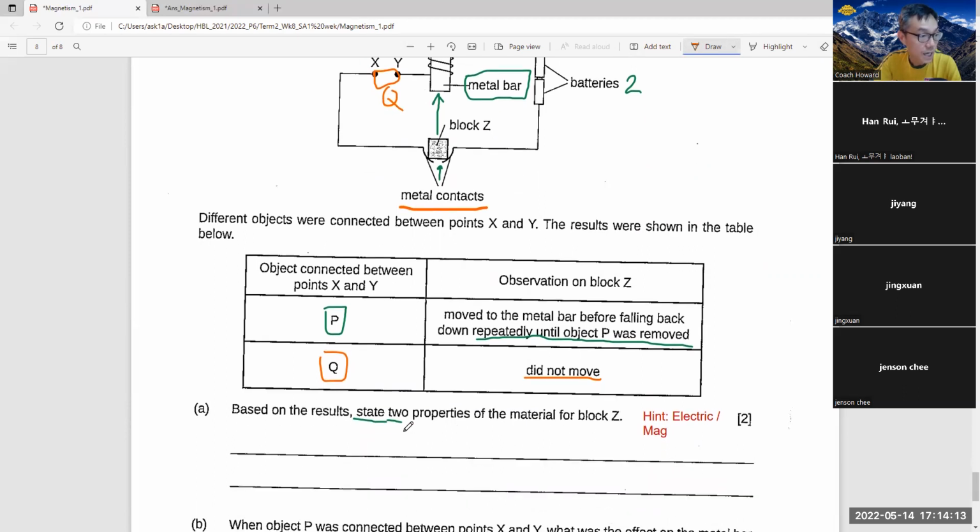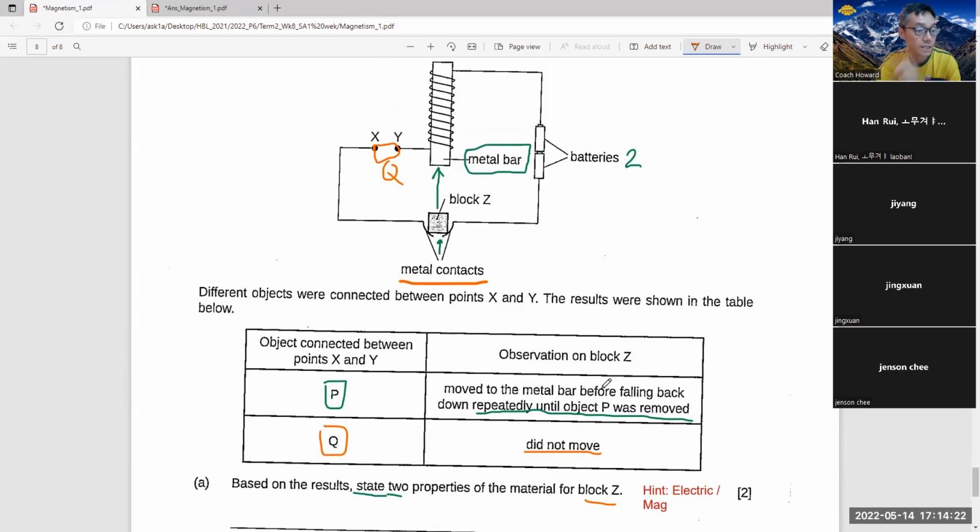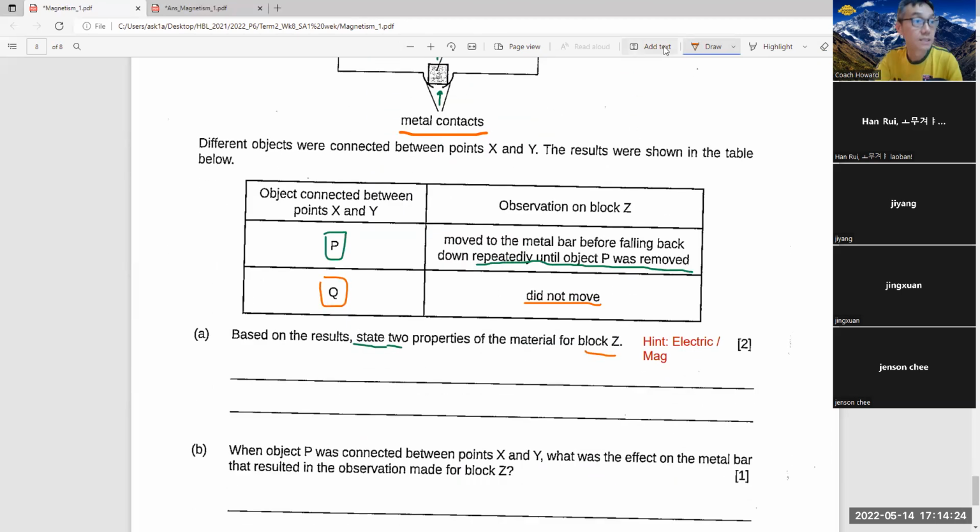Now they ask you to state, which is very easy. Just put in the answer: the property for block Z. Because it can be attracted, it must be magnetic. So for this answer you just put magnetic. And because it can conduct electricity, conductor of electricity.